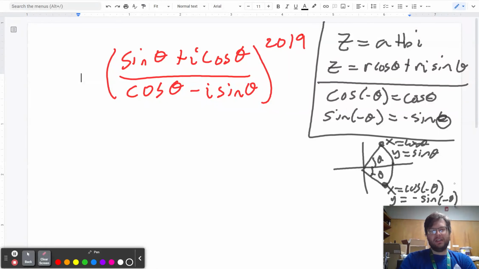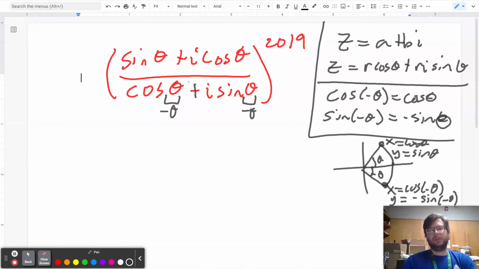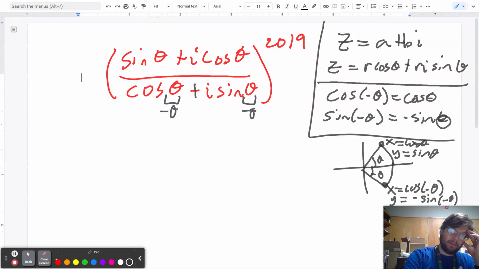So one idea I have is, okay, I could rewrite this as negative theta, and I could rewrite this as negative theta, and turn this into a plus. That'd be good. The top still isn't quite in the right version, but I think I might be able to massage it into the right version. So I'll keep going with this idea, and then I'll circle back and see if there's another way to do it.